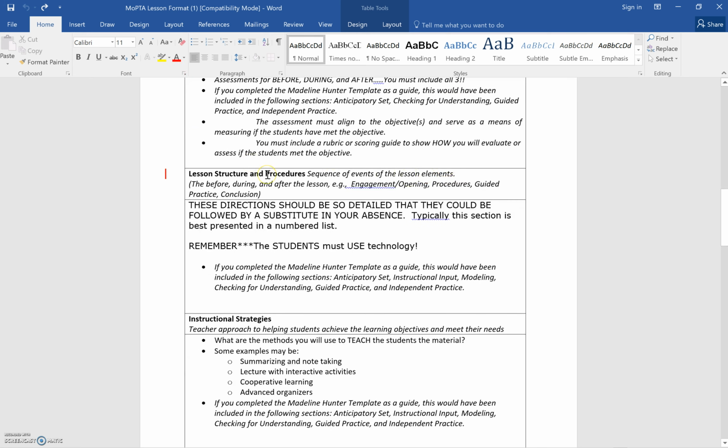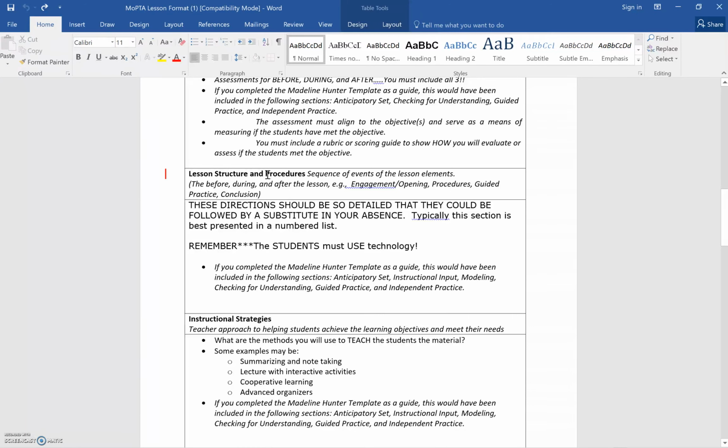The lesson structure and procedure is probably the most important section of the lesson plan. Nearly everything, even if it's in all the other sections, has to be in this section too. So this section should be so detailed that if I was your substitute teacher, I could follow the directions in your absence. I suggest you put this in either a numbered list or a bulleted list or a list of some sort, because it's far easier to follow those types of directions than bulk paragraphs. There are never too many details in this section.